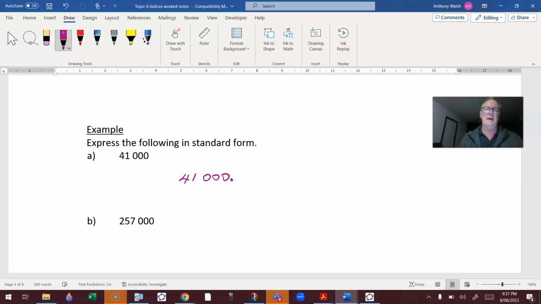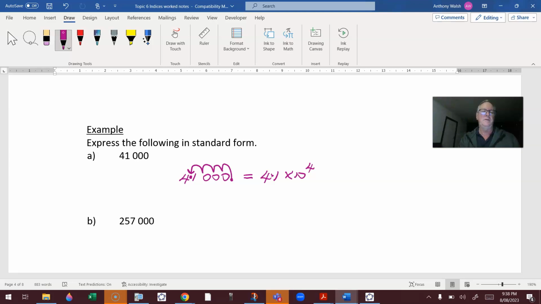Now the decimal point is after the last zero. We want to move it so it's after the first non-zero digit, which is the 4. So I'm going to move it 1, 2, 3, 4 places. Then I'm going to rewrite it as, now what's the number between 1 and 10 I formed? 4.1. How many places did we move the decimal point? 1, 2, 3, 4. 4 places. So I'm going to multiply my 4.1 by 10 to the 4, because I moved the decimal place 4 points.